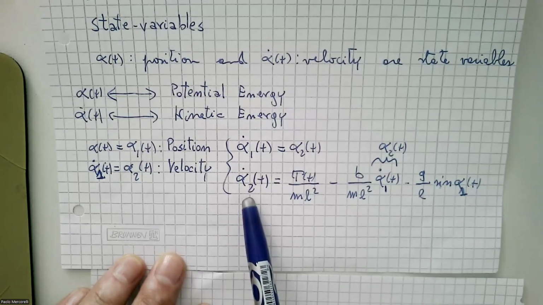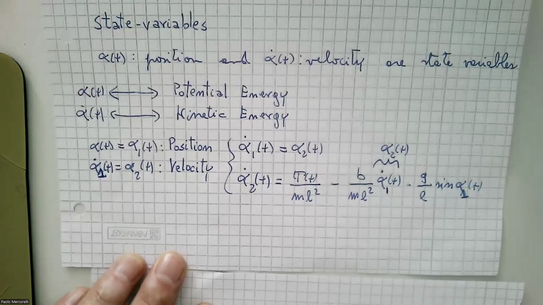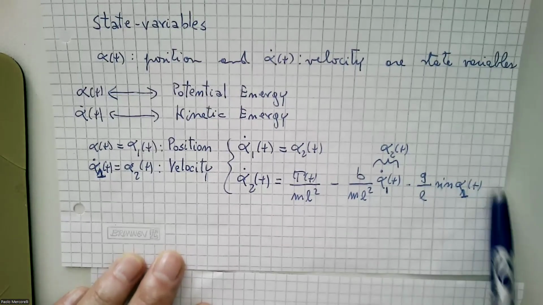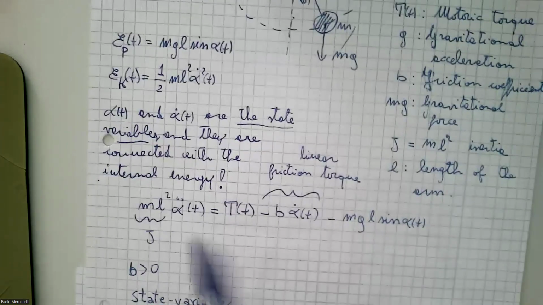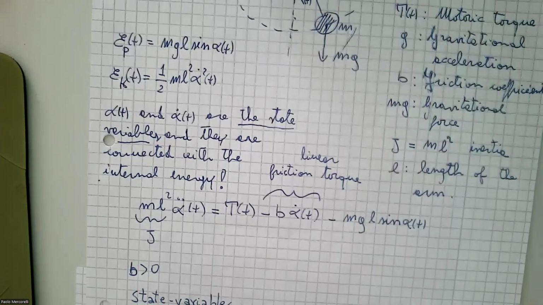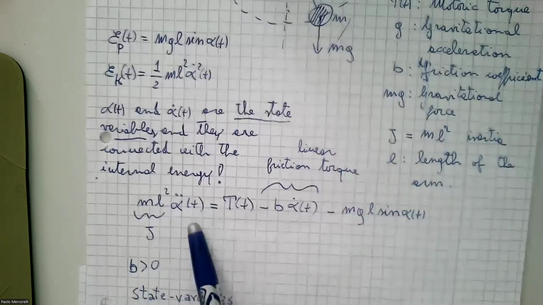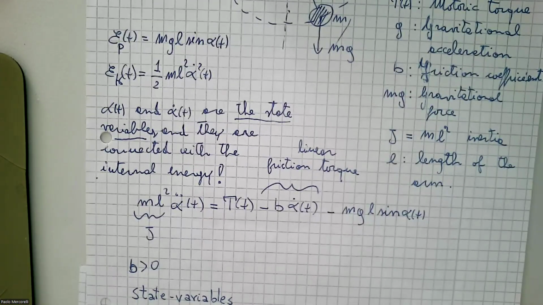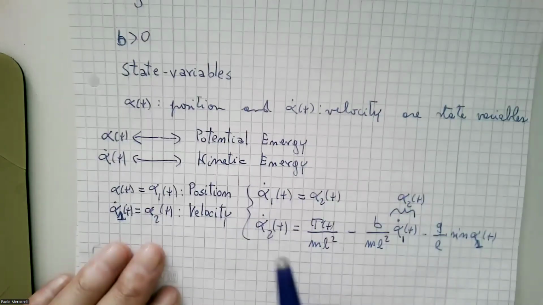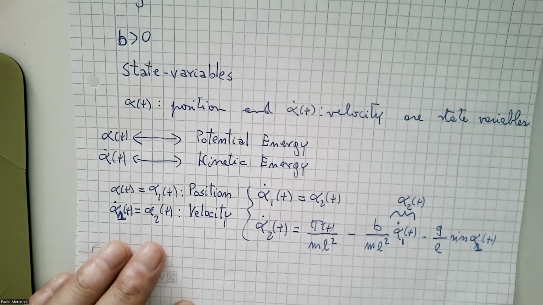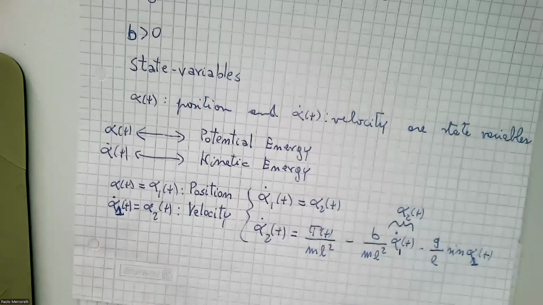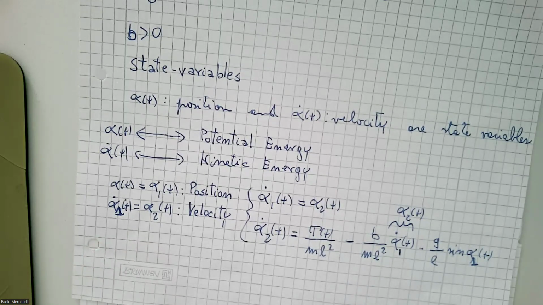And the derivative of the velocity, which is the acceleration, very important, depends on the system. This means it is enough to make this expression explicit, because alpha dot dot, in our case, is alpha 2 dot. This is the acceleration. If alpha 2 is the velocity, alpha 2 dot is the acceleration, which in our specific case equals this expression here.